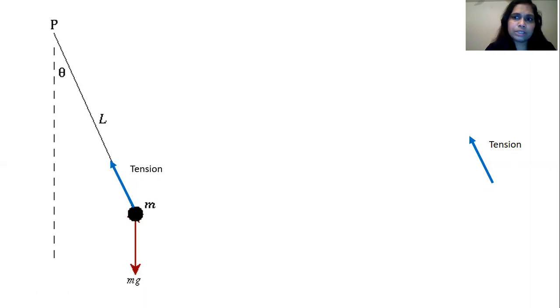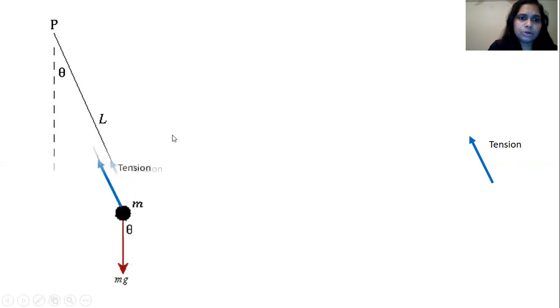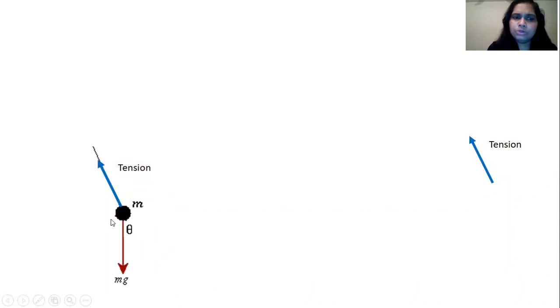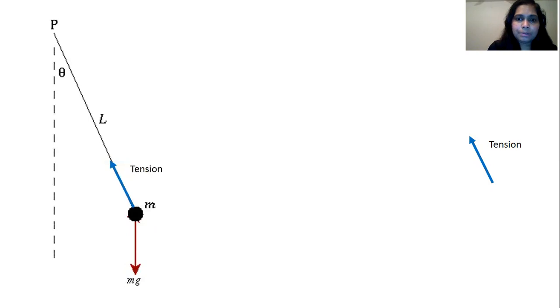So free body, there should not be a body in there. You can represent this mass as a point particle, so you don't need to draw any other information. You only need to draw the mass and the gravitational weight. The weight of the object acts downward and the tension acts along the rope, and this angle is going to be theta. So this is a free body diagram. You don't need to put more information. You just represent that pendulum as a point mass. Okay, so you may complete that pre-lab question.